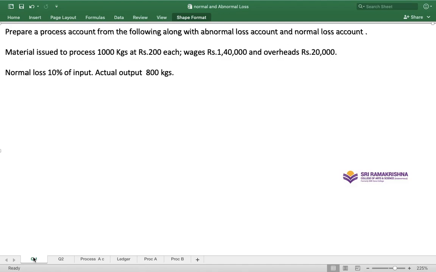So input is 1000 kg. 10% of this 1000 kg will be 100 kgs. Actual output was 800 kg. So 1000 kgs minus 100 kg normal loss, the output should be 900 kgs, whereas here it is only 800 kgs. So there is an abnormal loss of 100 kgs. Now let us see how we have to prepare a process account for this.